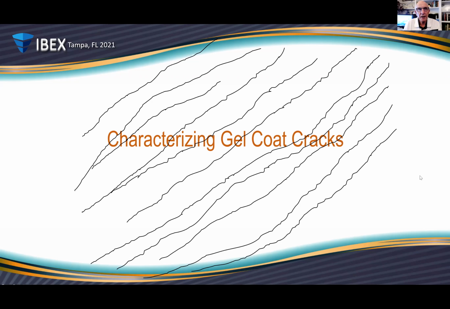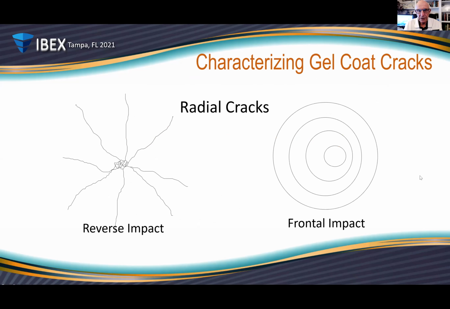There are a number of terms that get thrown around that are associated with gelcoat cracking. You might hear the term crazing. People throw the term around stress cracks or spider cracks or that sort of thing. And all of them are descriptive in some sense, but not particularly technical descriptive. So let's talk a little bit about the technical terminology that's involved in characterizing cracks.